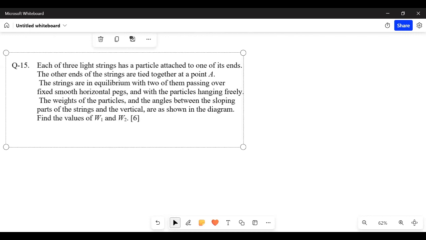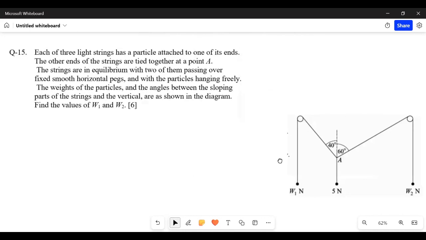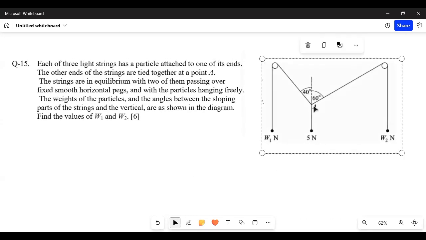अच्छा 15 पे ना I'm going to apply Lemmy's theorem. I don't think मैंने पहले आप लोगों को अप्लाई करके दिखाया हुआ. I think नोट्स में लिखवाया हुआ है, but मैंने कभी किसी क्वेश्चन में अप्लाई नहीं किया.